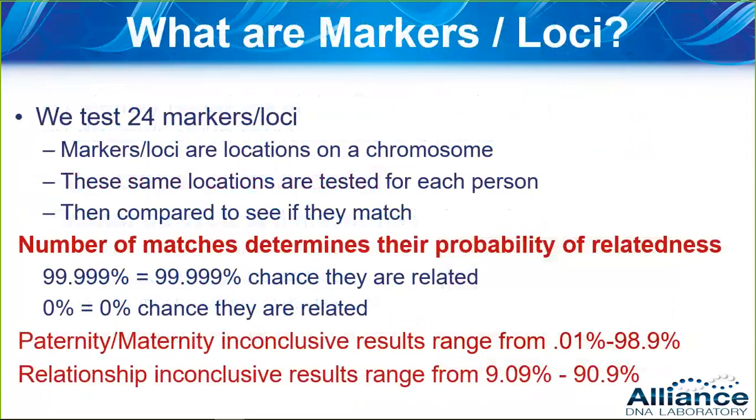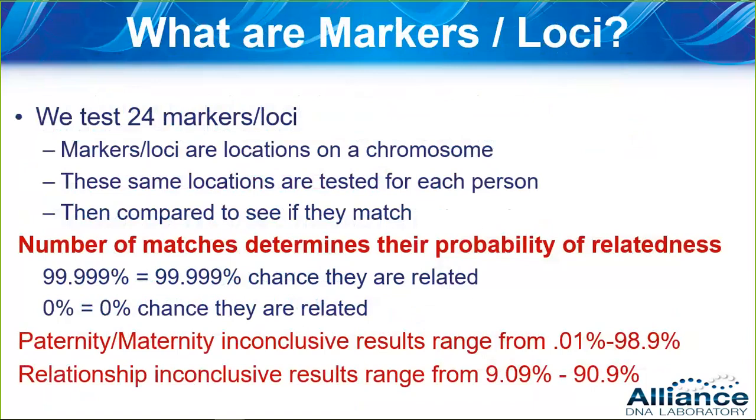What are markers or loci? Well, we test 24 markers or loci. Markers or loci are locations on a chromosome. We test these same locations for each person that we test. That's how we determine, because we compare each one to each other's. So if we're comparing a locus at one particular spot for the father, we need to test that same spot for the child. The number of matches determines their probability of relatedness. So again, if we test 24 markers and we have 24 matches, then the chances that their relatedness is going to be somewhere in the 99.99999% chance.